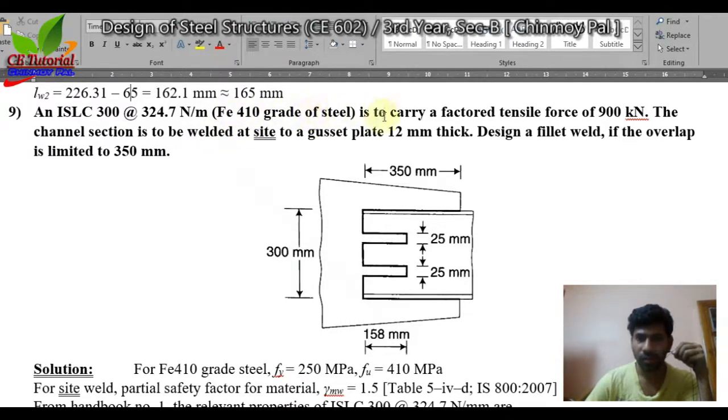Fe410 grade of steel is to carry a factored tensile force of 900 kilonewton. The channel section is to be welded at side to a gusset plate 12 mm thick. Design a fillet weld if the overlap is limited to 350 mm. Overlap is 350 millimeter. We cannot provide greater than this value. Okay.